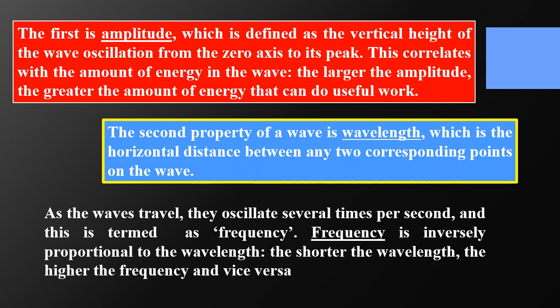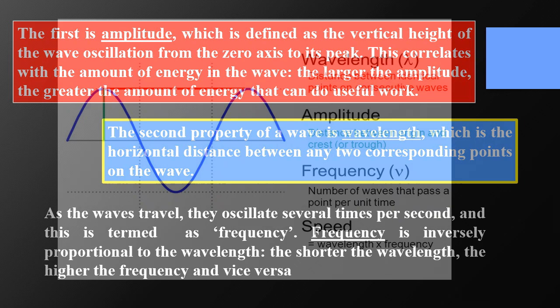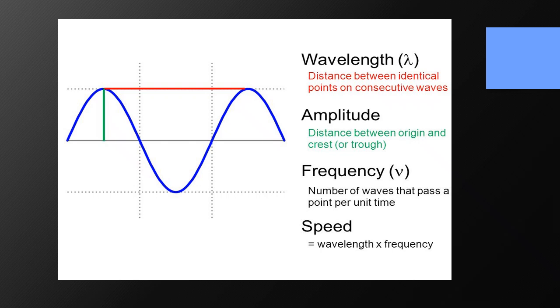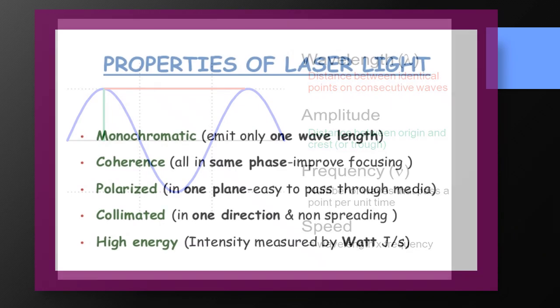The first is the amplitude, which is defined as the vertical height of the wave oscillation from the zero axis to its peak. The second property of the wave is wavelength, which is the horizontal distance between any two corresponding points on the wave. As the wave travels, it oscillates several times per second, and this is termed frequency. Frequency is inversely proportional to wavelength. The shorter the wavelength, the higher the frequency, and vice versa. This is a schematic representation showing the wavelength, amplitude, frequency, and speed, which is calculated as wavelength times frequency.